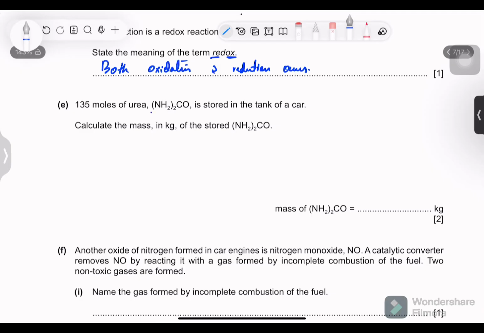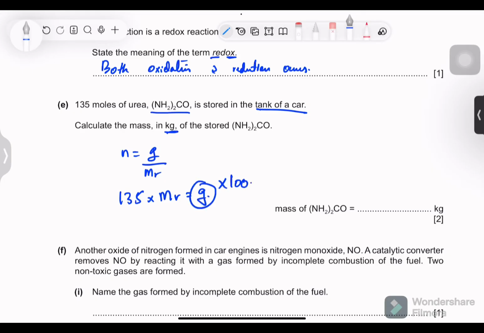135 moles of urea is stored in the tank of a car. Calculate the mass in kg of the stored urea. So the formula: moles equals mass in grams over the Mr. We know the moles, so if we multiply it by the Mr, we will know the mass in grams. Then when we divide this by 1000, we can know the mass in kg.